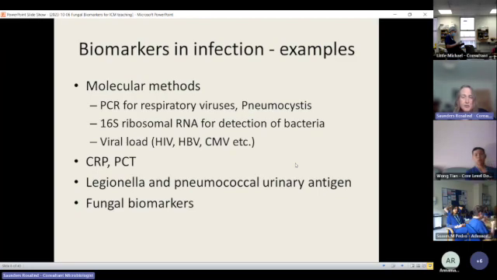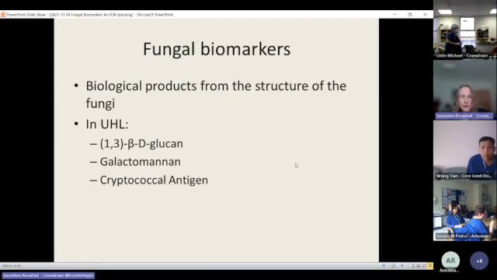The downside of it is it just gives you the name of an organism and it doesn't tell you what antibiotics it might respond to. Measuring viral load is also a sort of biomarker. So are CRP and procalcitonin, which are responses to infection, Legionella and pneumococcal urinary antigen, and then of course the fungal biomarkers that we're going to talk about today.